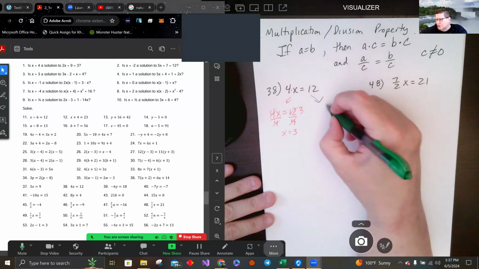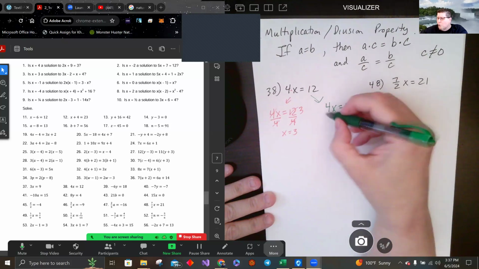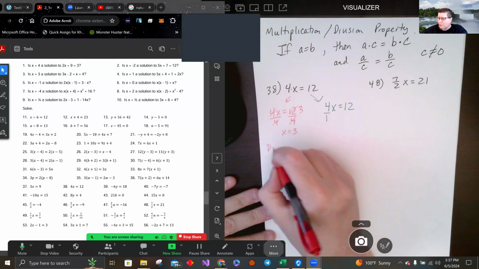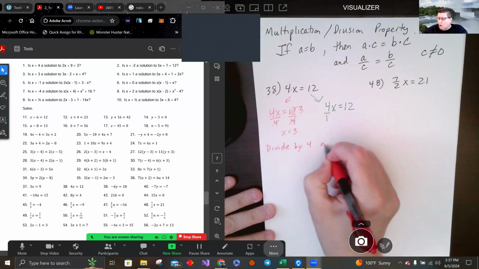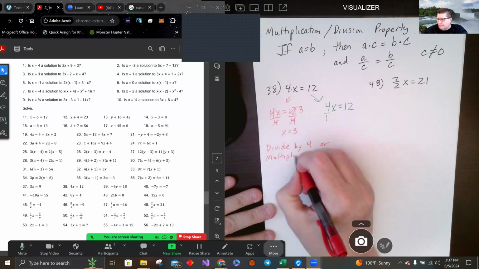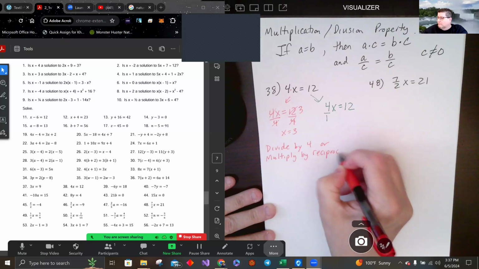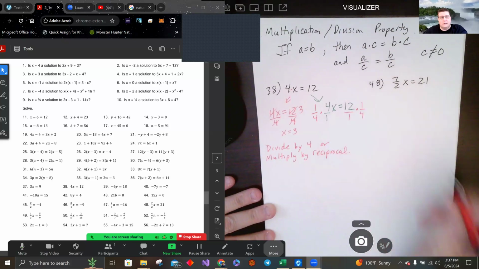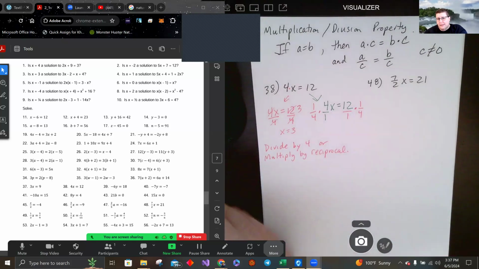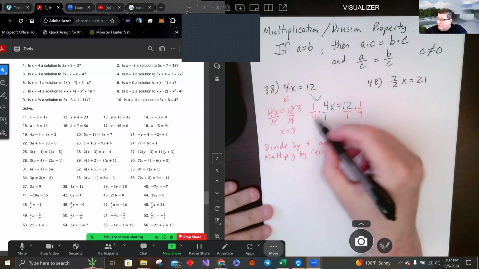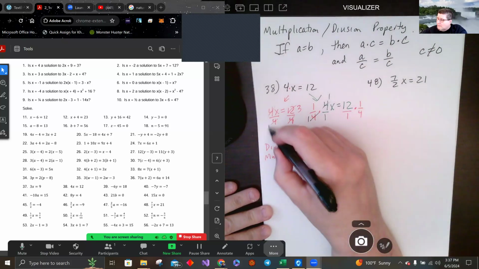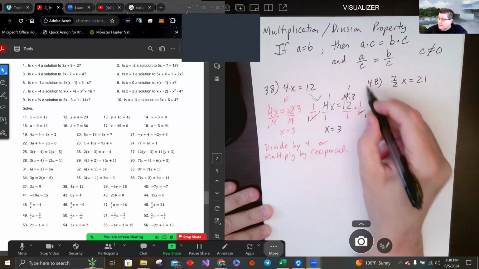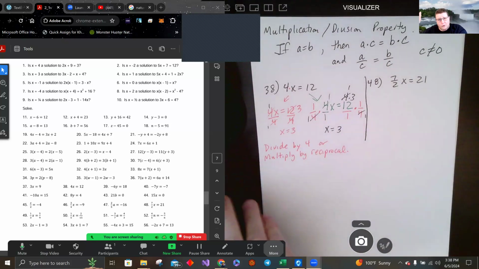The other option, and I'm going to show it to you so you can actually recognize it for what it is: 4 is like 4 over 1. Rather than dividing by 4, I can multiply by the reciprocal. Multiply both sides by 1/4. You'll see we get the same thing. Those cancel. This is 4 times 3. The 4's cancel over here, and I'm left with x equals 3. So you can either divide by the number or multiply by the reciprocal.